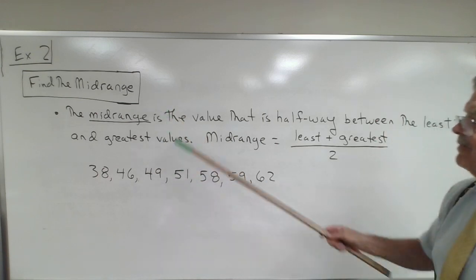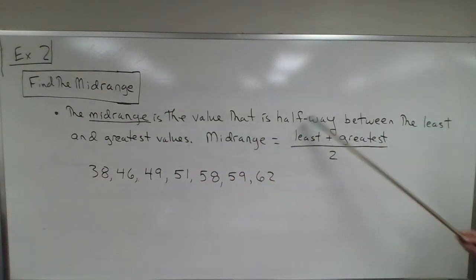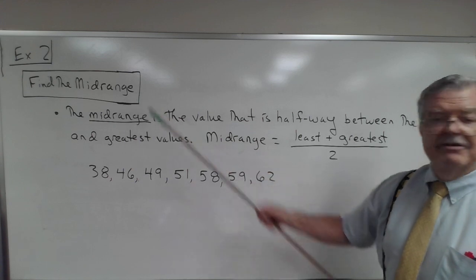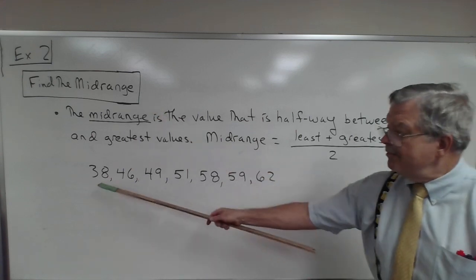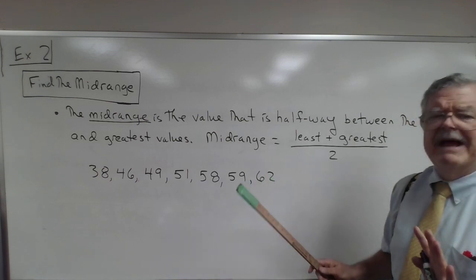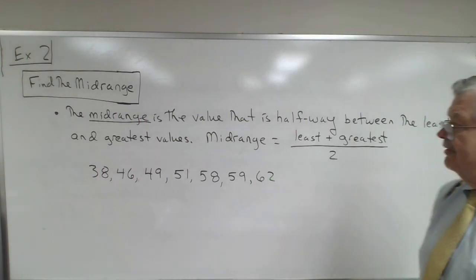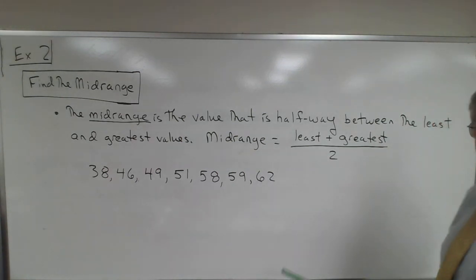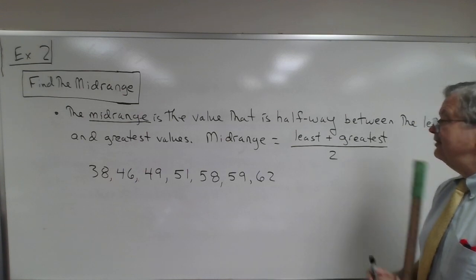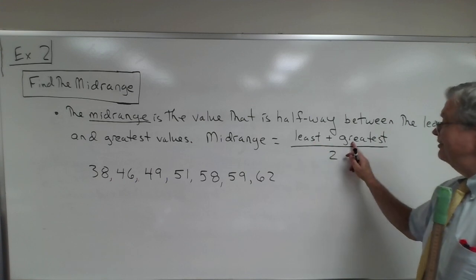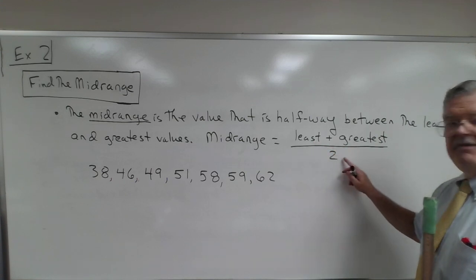Find the mid-range. The mid-range is the value that is halfway between the least and greatest values. So the value of the mid-range is determined solely by the least value and the greatest value. None of the other values matter when we compute the mid-range. The mid-range is the halfway point between least and greatest, and here's what we do. Essentially, we take the average or the mean of the least and the greatest. Add the least, add the greatest, divide by 2.